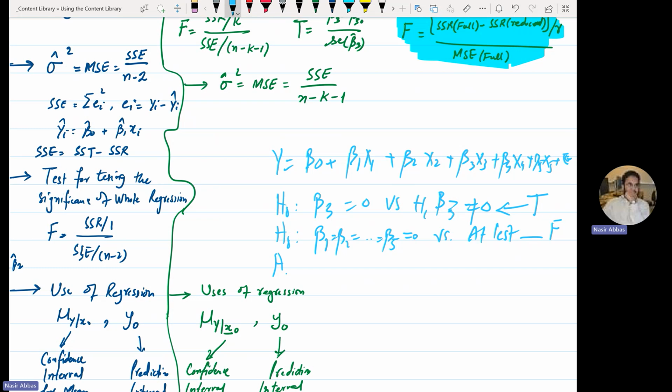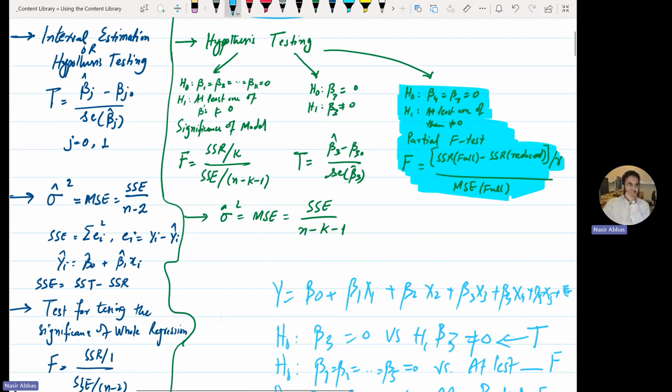What if I ask you to test h naught that beta 2 and beta 5 are 0, versus at least one of these two is not 0? How many features am I asking you to test? Some of them. For this one, the test we apply is a partial F test. What is the meaning of partial? Part. So you're testing for the part of the model.